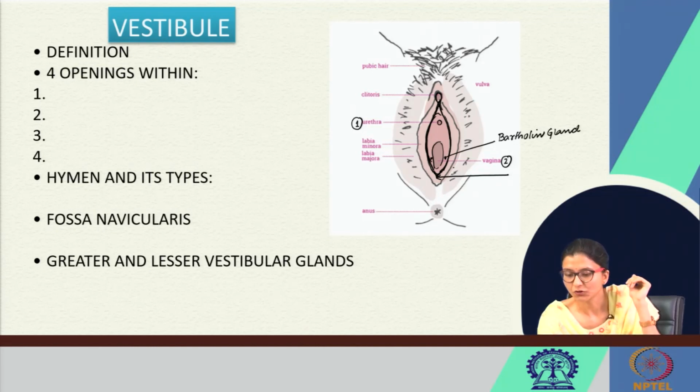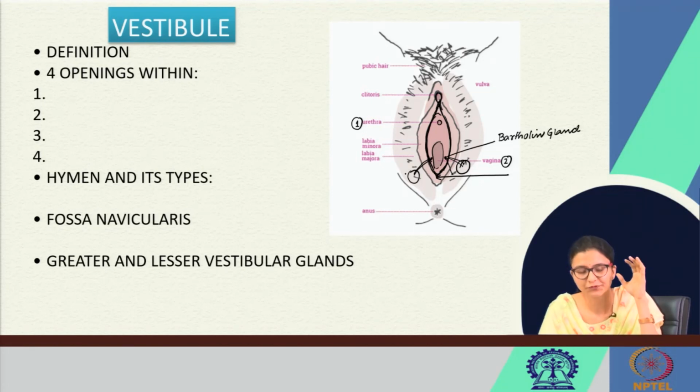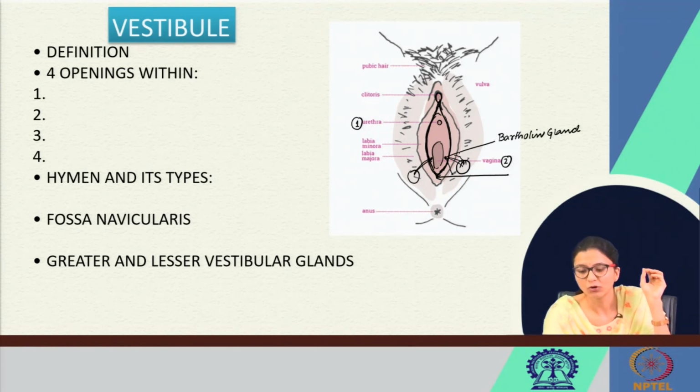These Bartholin glands are actually present in the labia majora on both sides. These are also known as the greater vestibular glands. They are present in the superficial perineal pouch, and these glands have ducts. This is the duct. This duct will open into the vestibule, in a groove midway between the vagina and the labia minora. This is number 3, opening of Bartholin gland.